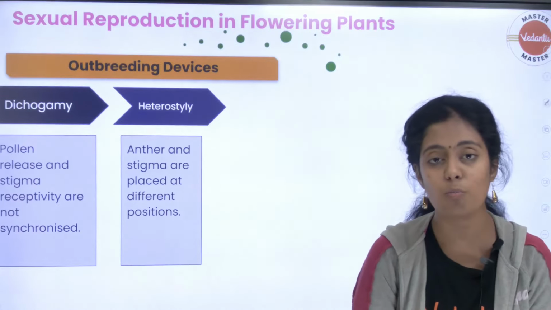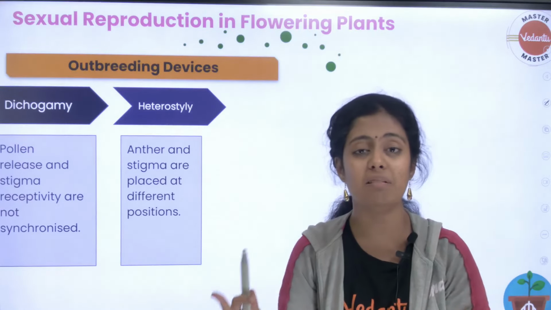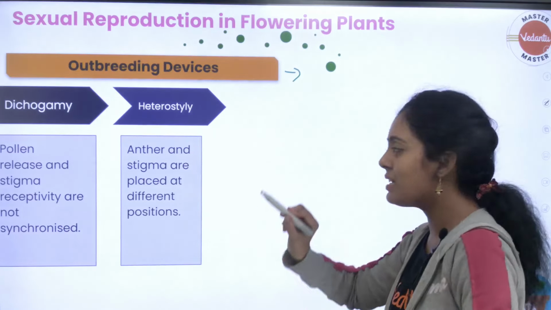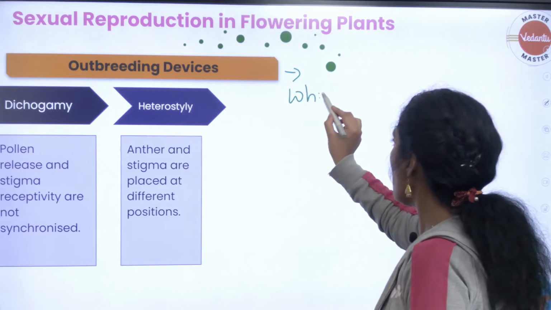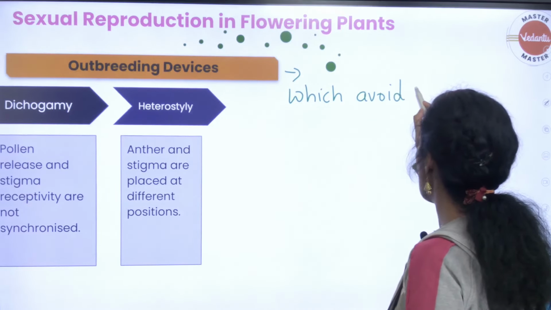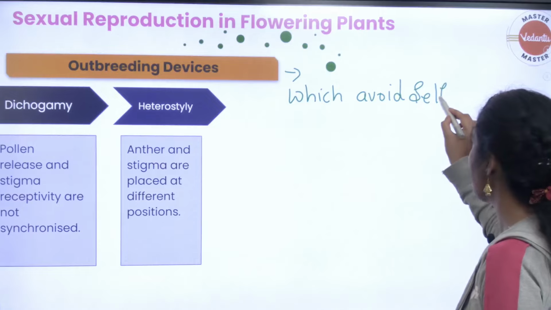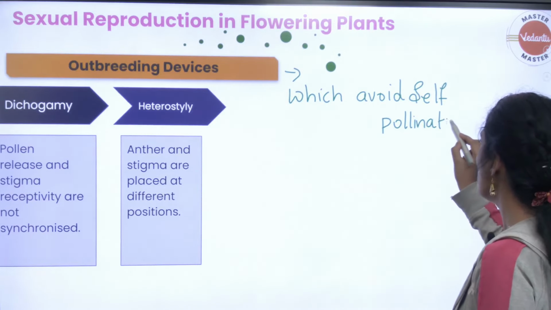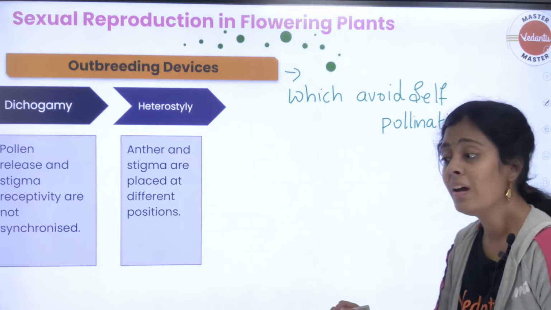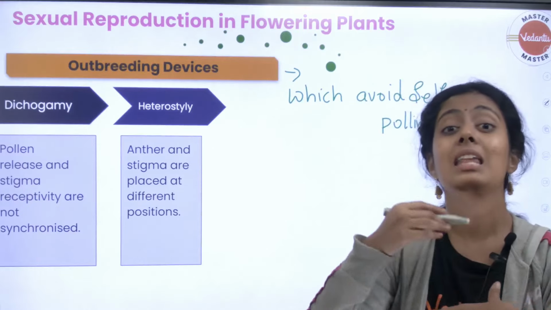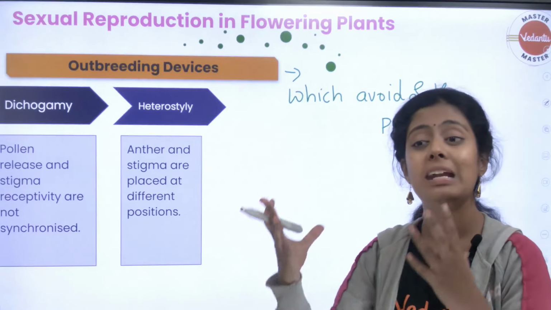Next, we are going to move on to outbreeding devices. So what are outbreeding devices? They are devices which avoid self pollination. Very important point here: human beings are not interfering, they are natural outbreeding devices.